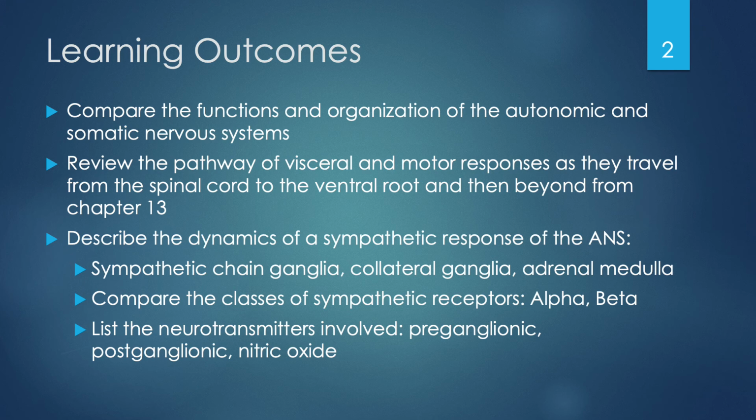So this will include the sympathetic chain ganglia, collateral ganglia, and the adrenal medulla. We'll compare the classes of sympathetic receptors, including both alpha and beta. And we will list the neurotransmitters that are involved. And this includes preganglionic, postganglionic, and nitric oxide.